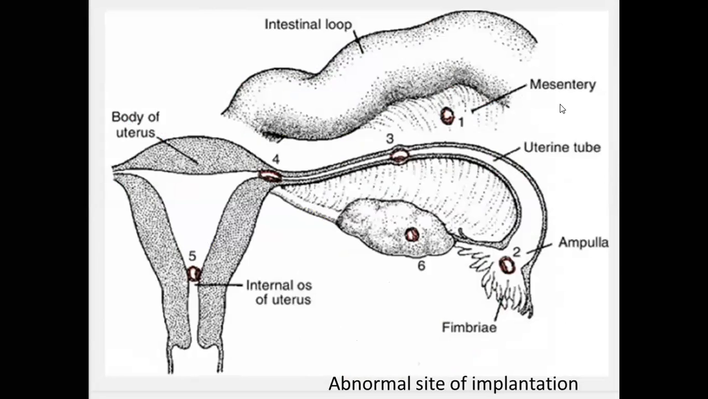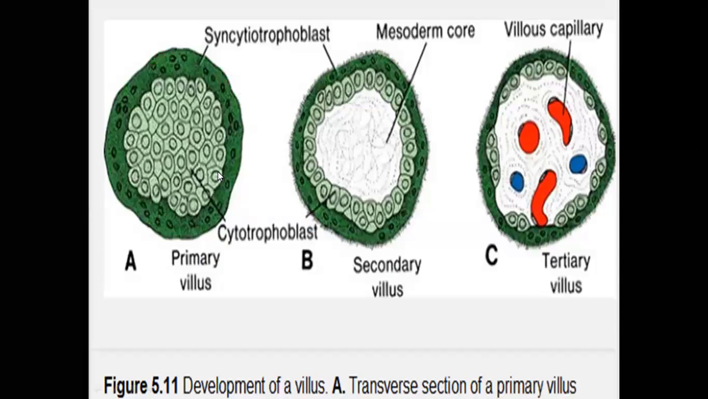Now, the zygote is formed, and finally the blastocyst enters into the uterine cavity. Now, this we have seen. Now, how are the villi formed? Villi are offshoots. These are finger-like processes. So, villi are of three types. How they are formed, we will discuss. Primary villus, secondary villus, and tertiary villus.